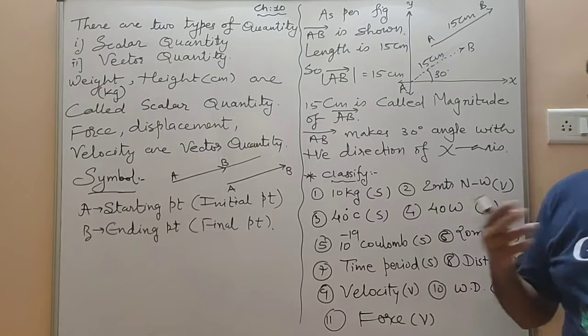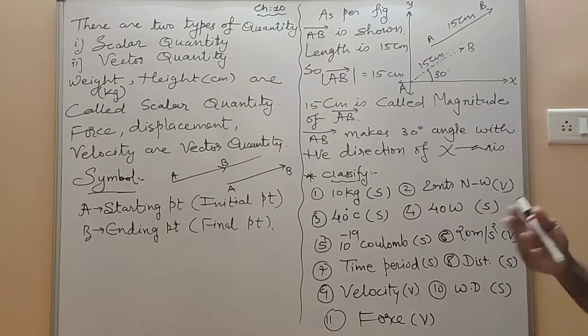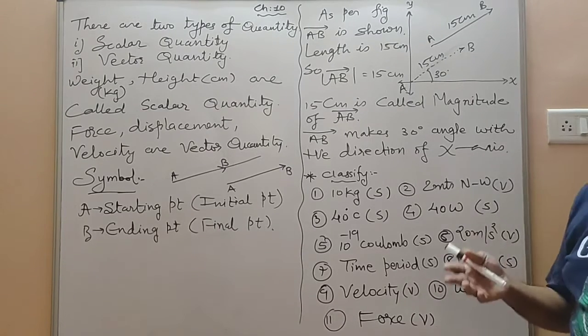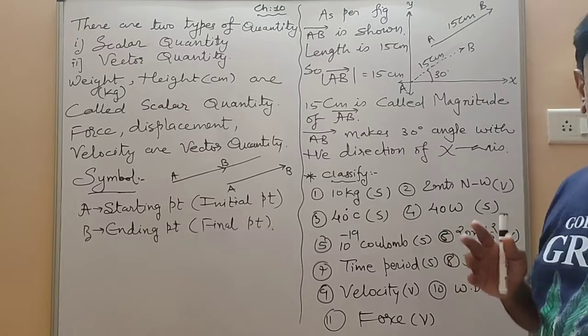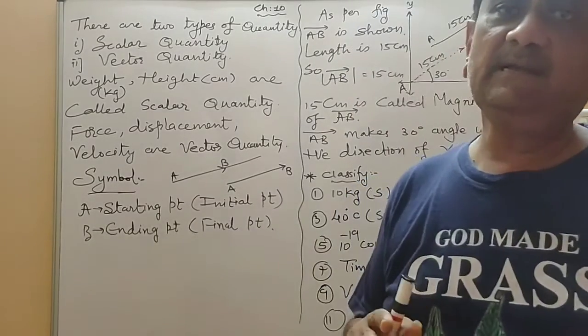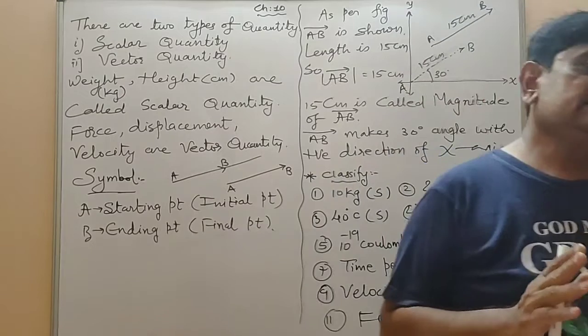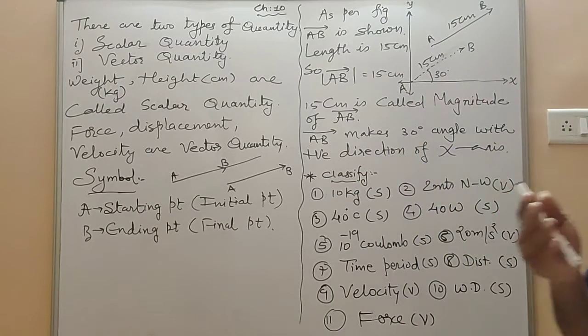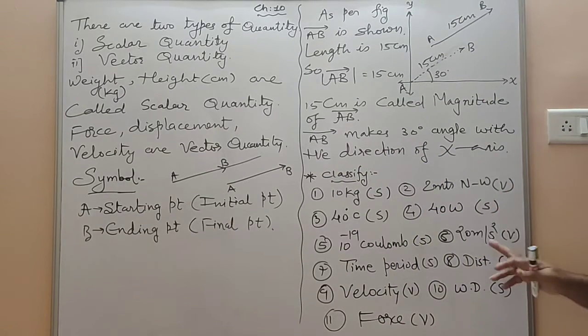If velocity is increased, it is called acceleration, and if velocity is decreased, it is also called acceleration. At that time, acceleration is considered as minus. You know this type of sums in standard 11 also. The 20 meter per second square is acceleration. So it is a vector quantity.